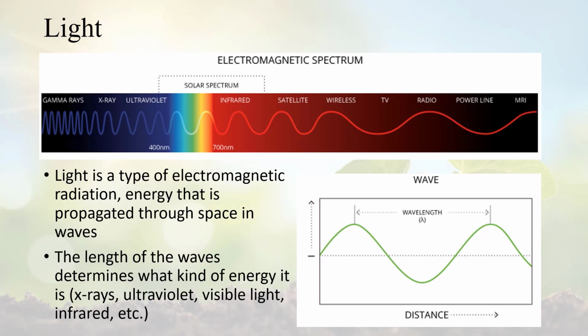And if you look at the image that I have up there, you can see on the one end there are very, very short wavelengths, so the distance between waves is very short. You have gamma rays, and it gets a little longer to X-rays, ultraviolet, ultimately visible light, etc. And as your wavelengths increase, you can see some other types of radiation, including wireless, TV, radio, MRI, etc.